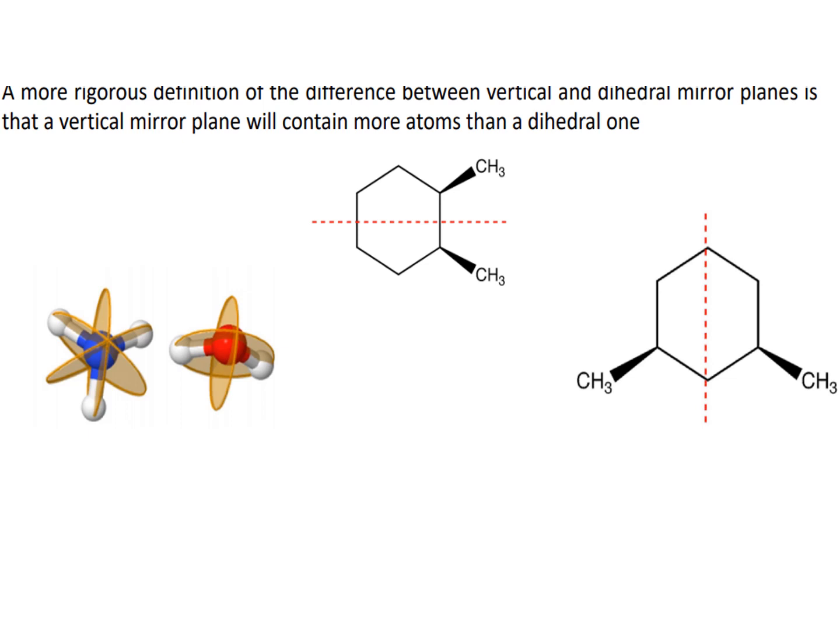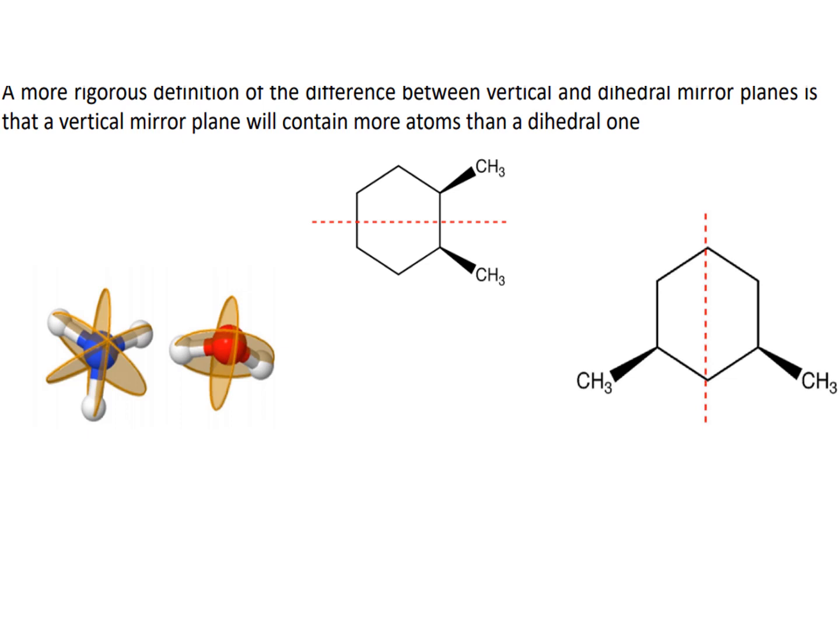So we can say that a more rigorous definition of the difference between vertical and dihedral mirror planes is that a vertical mirror plane will contain more atoms than a dihedral one. You can see that in the first figure, the plane which cuts the molecule does not pass through any atom, but rather passes through the bonds. But in the second figure, the plane which is dividing the molecule passes through two carbon atoms.